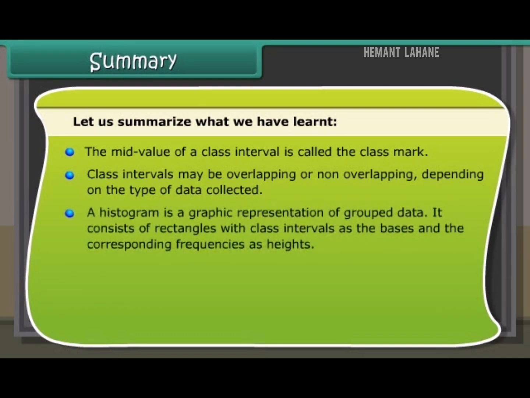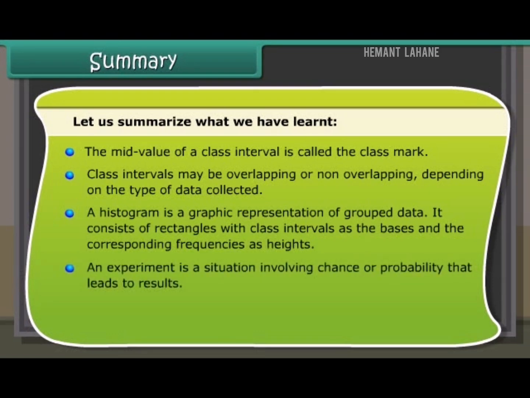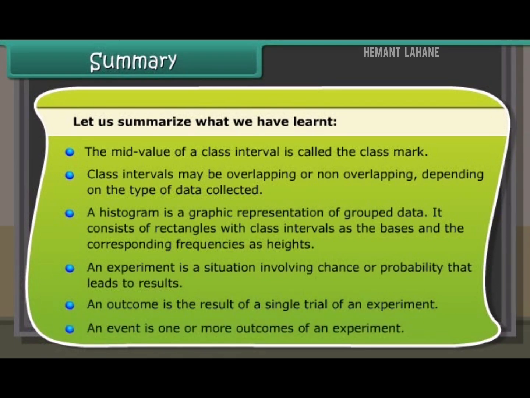A histogram is a graphic representation of grouped data. It consists of rectangles with class intervals as the basis and the corresponding frequencies as heights. An experiment is a situation involving chance or probability that leads to results. An outcome is the result of a single trial of an experiment. An event is one or more outcomes of an experiment.